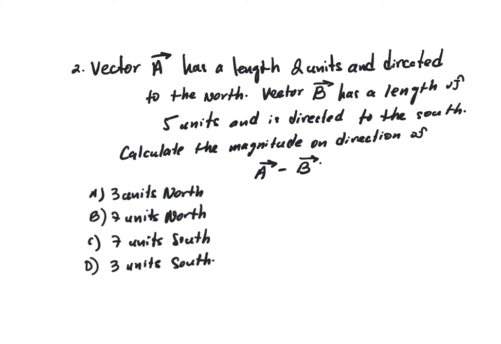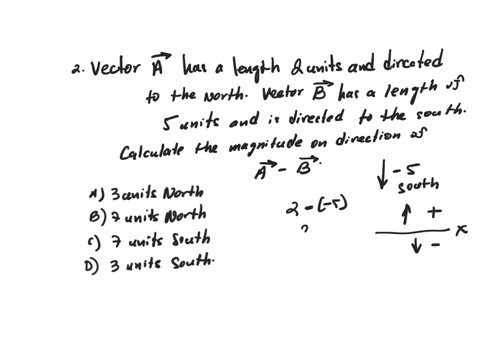Just says vector A has 2 units minus vector B, which is going to the south. So we know that it's south, so it should be -5 south. And if it's going north, think of it above and below the x-axis. What's above is positive, what's below is negative. So 5 units south, that'll be -5.